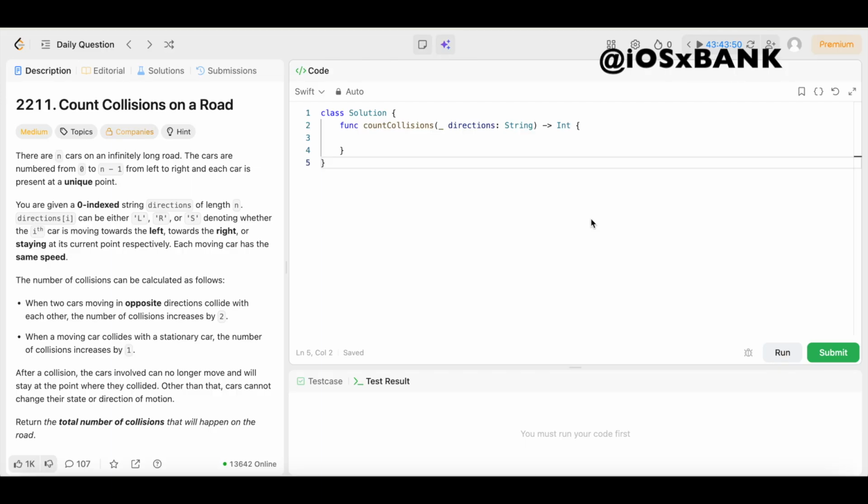All right, y'all, we're back again, another day, another LeetCode problem where we're doing daily LeetCode problems. And today we have question number 2211, Count Collisions on a Road. The difficulty level is medium, but don't worry, because you already know we're going to keep the solution as simple and easy to understand as possible.